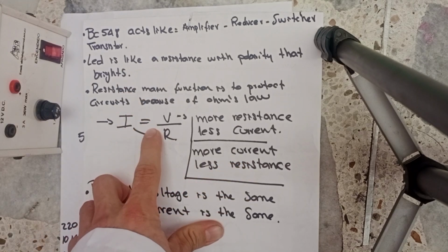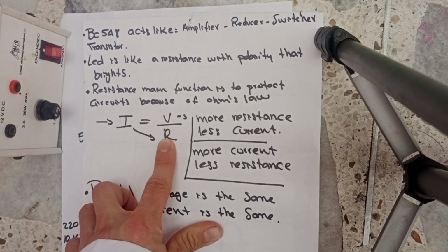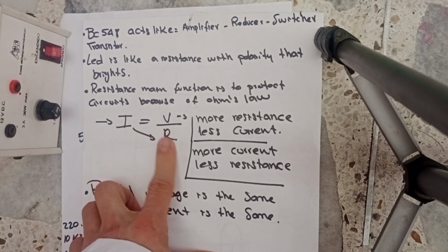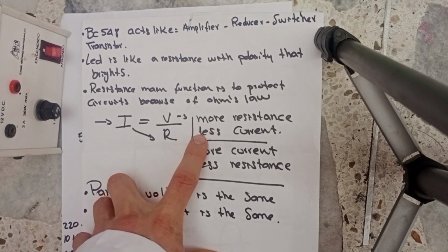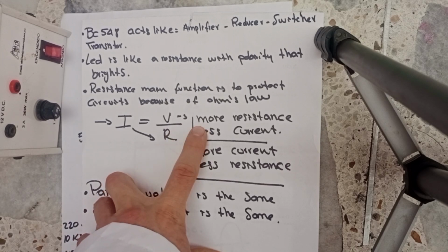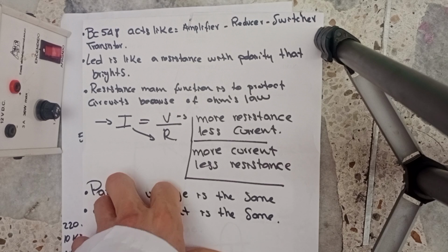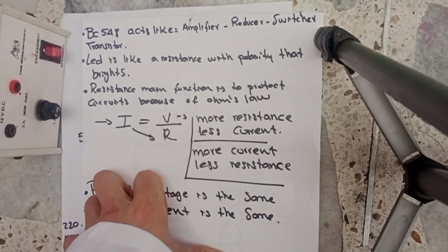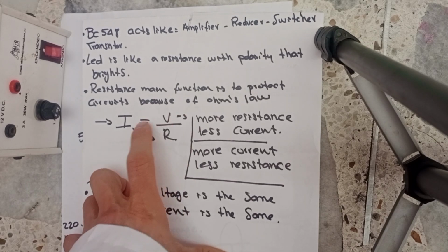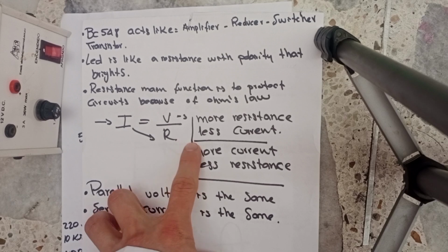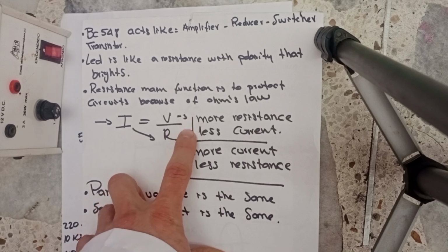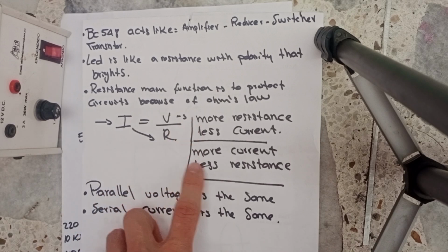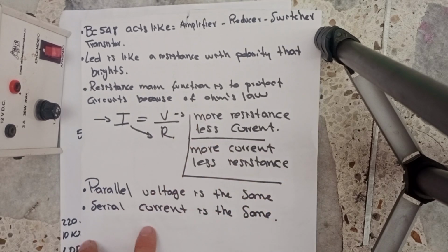Now the current is equal to voltage divided by resistance, according to Ohm's law. So more resistance, less current. More current, less resistance. This is the proportion, right?